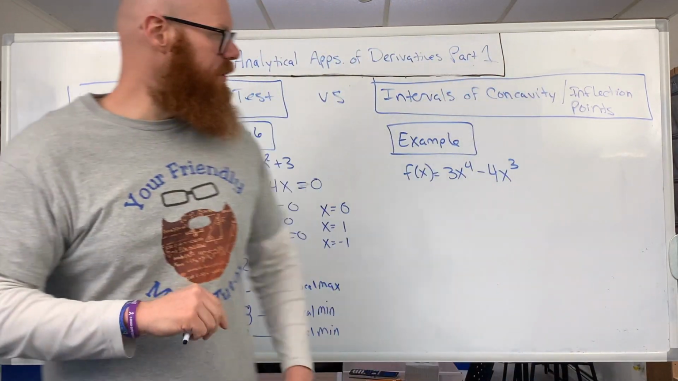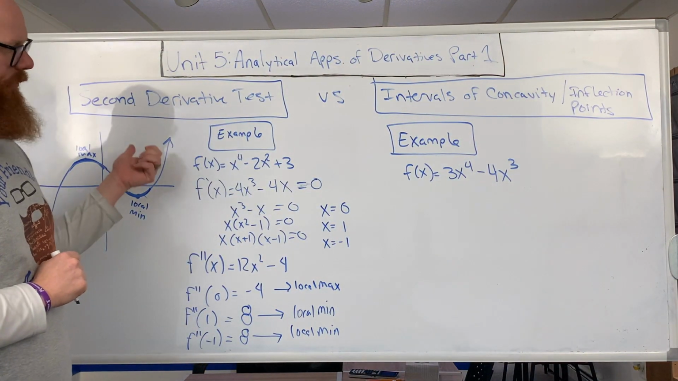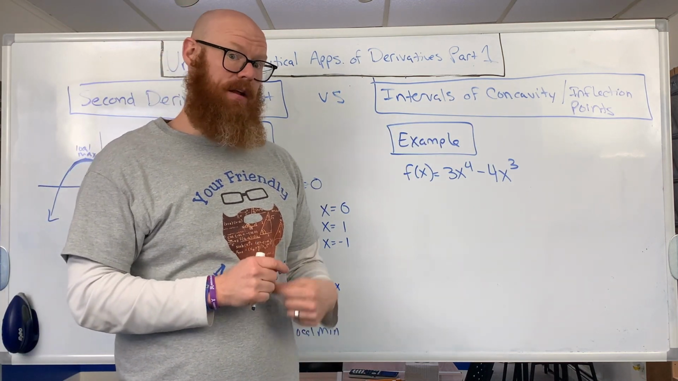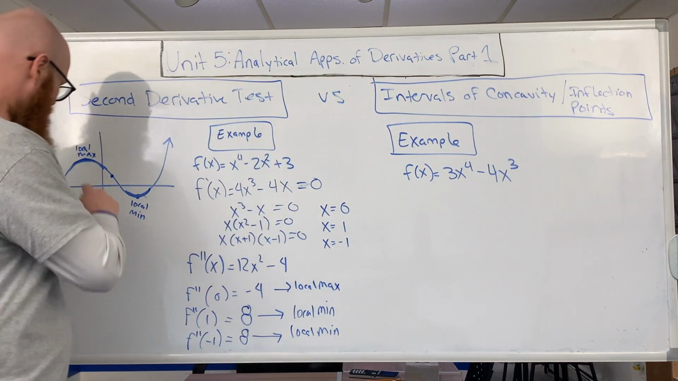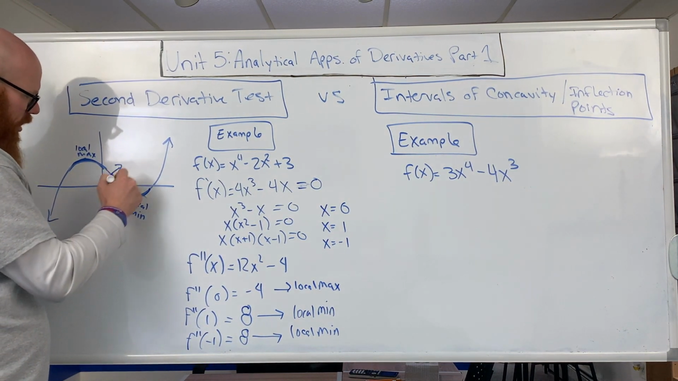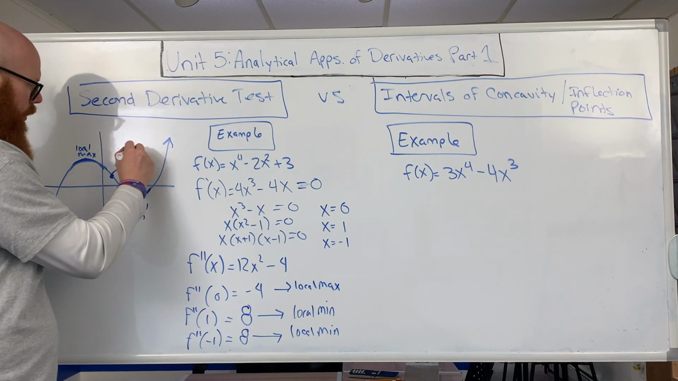Now, what sometimes gets conflated with the second derivative test is finding the intervals of concavity and something called inflection points. So again, we've got concave down, concave up. Where it changes concavity is what we call an inflection point.